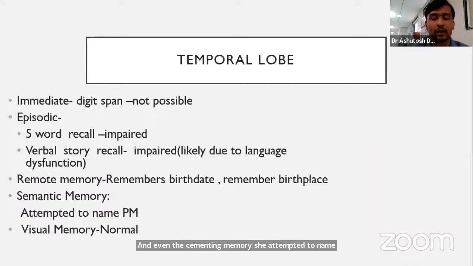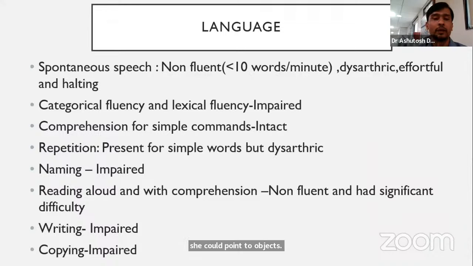Speech, coming to language, spontaneous speech was significantly non-fluent. It was less than 10 words per minute. It was severely dysarthric, effortful, and halting. Categorical and lexical fluency, as I discussed earlier, was impaired. Comprehension for simple commands was more or less intact, but for complex ones it was affected. Repetition was present for simple words, but dysarthric, and complex sentences she couldn't repeat. Naming was impaired. Reading aloud with comprehension was non-fluent and had significant difficulty. Writing and copying was significantly impaired.